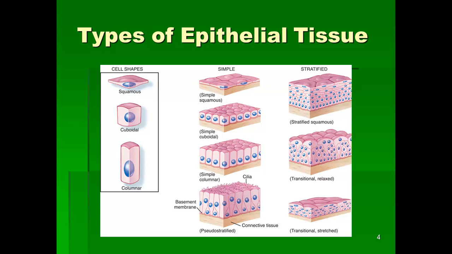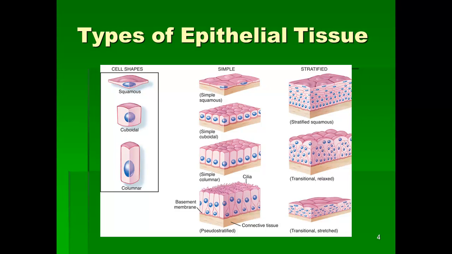There are simple arrangements where they're single layer thick, such as in the simple squamous, the simple cuboidal, or the simple columnar. Sometimes there are pseudostratified combinations where there's still a connection to the basement membrane and an apical surface of each one of the cells, but they appear to be as if they are layered. They're really not. They're still simple, but they are combined in a way that appears to be stratified. Stratified epithelium is cells that are layered one upon the other.